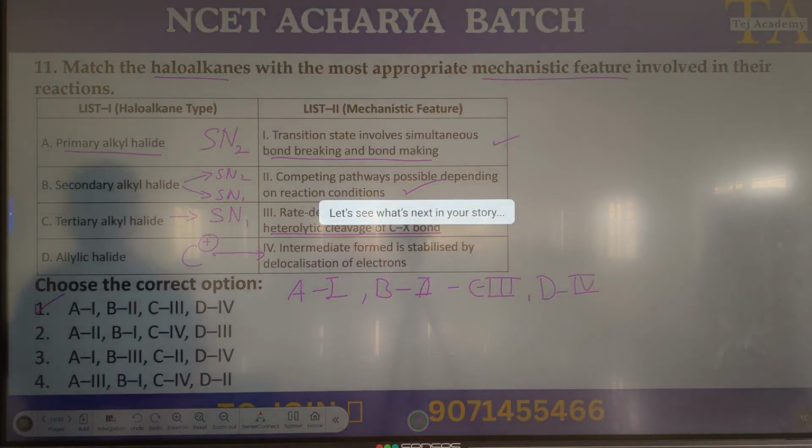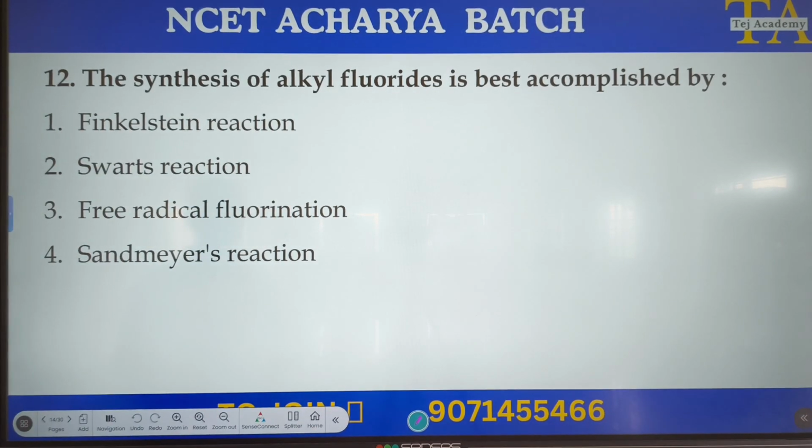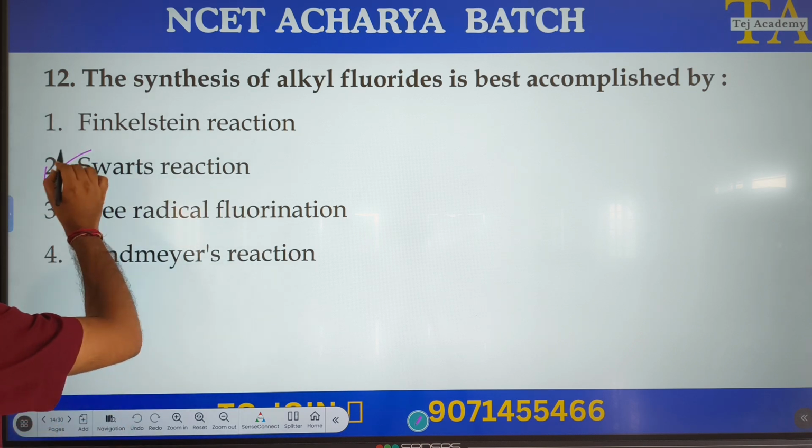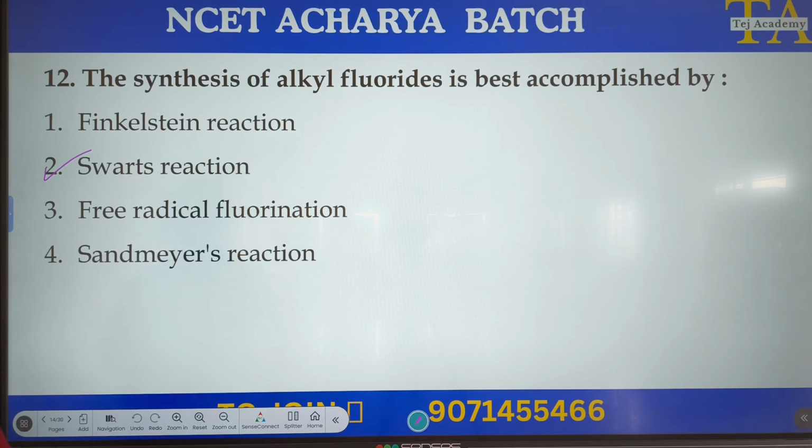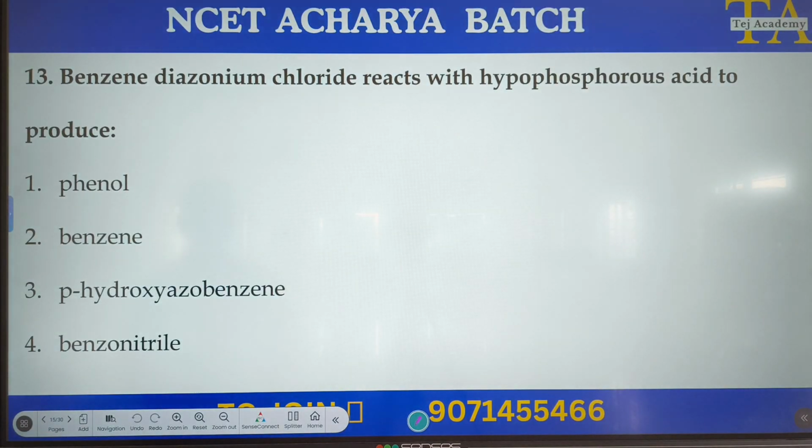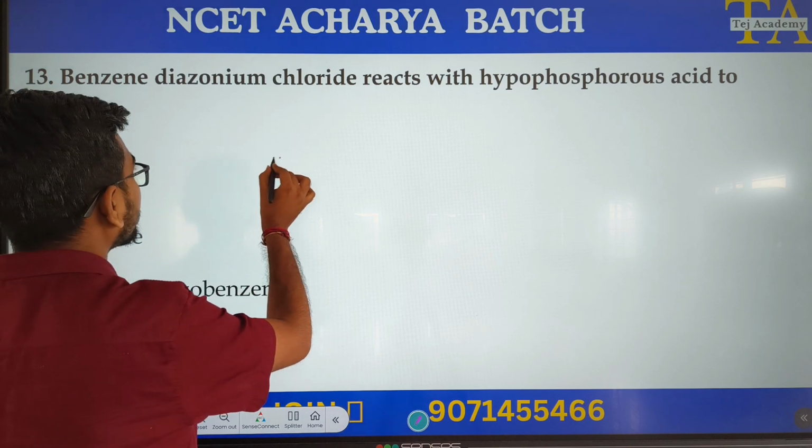Now see next one. 12th, the synthesis of alkyl fluorides is best accomplished by. So just now we studied, that is Swarts reaction. 13th, benzene diazonium chloride reacts with hypophosphorous acid to produce. So we know that benzene diazonium chloride reacts with hypophosphorous acid to produce here benzene. See here.